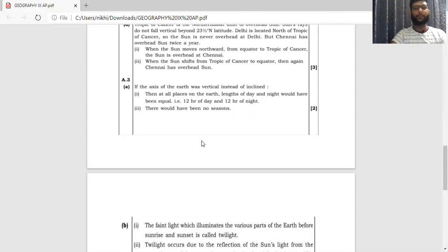Right now you must be knowing that there are selective places which are receiving longer days and shorter nights during summer season, and during winter season they have longer nights and shorter days. So that phenomenon probably wouldn't have been happening.